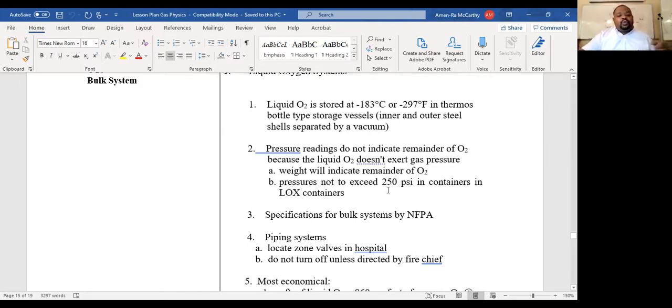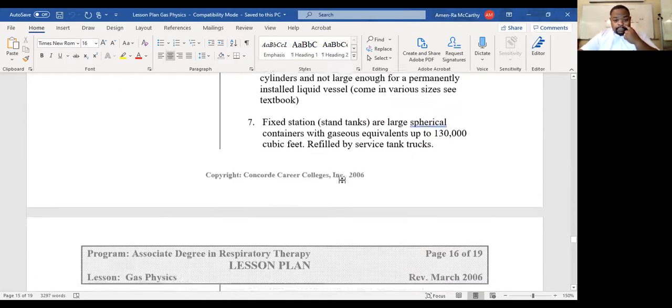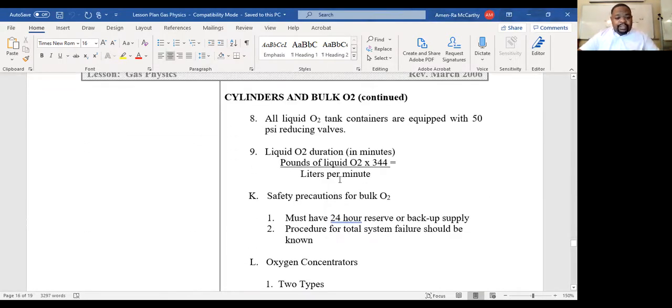But we do use weight to find out how long liquid oxygen lasts. We use the weight, okay? And so what you do is you take weight. Let me see, where is it at? Here it is right here, and I'll go back up.